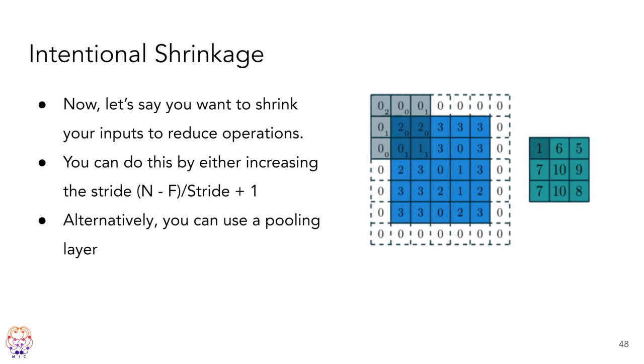Alright, so alternatively, you might want to actually shrink the image if it's too big, because if it's too big, then it might just require too many computations, too many parameters. It'll make the network train very slowly. So one way to shrink the image is to increase the stride size, and this basically results in fewer dot product operations and then a smaller activation map. But this isn't very efficient to shrink the image if that's all you're trying to do. A more efficient way is a pooling layer.